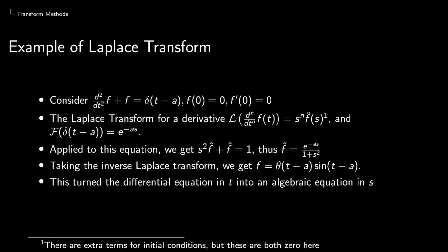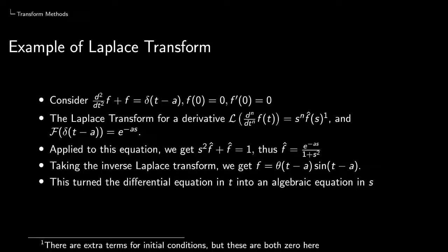And what we have here is a forced oscillator equation. So we have a second derivative plus its original function equal to some Dirac delta at a time a. There are no initial conditions, so essentially what we have here is an oscillator that gets a force at a specific moment in time, and we're trying to calculate basically the response to that forcing.